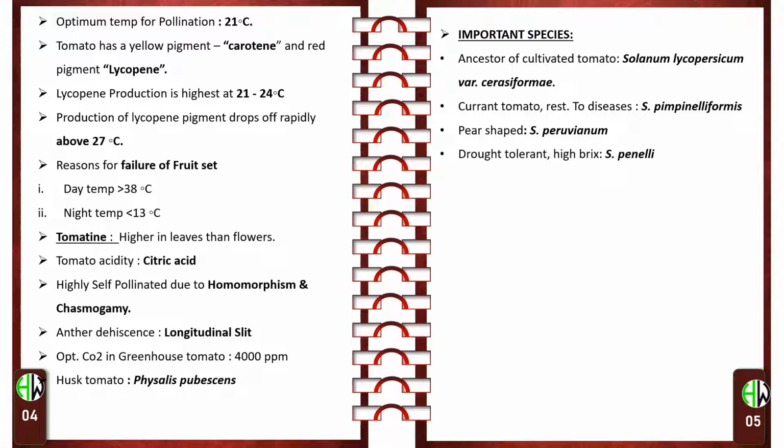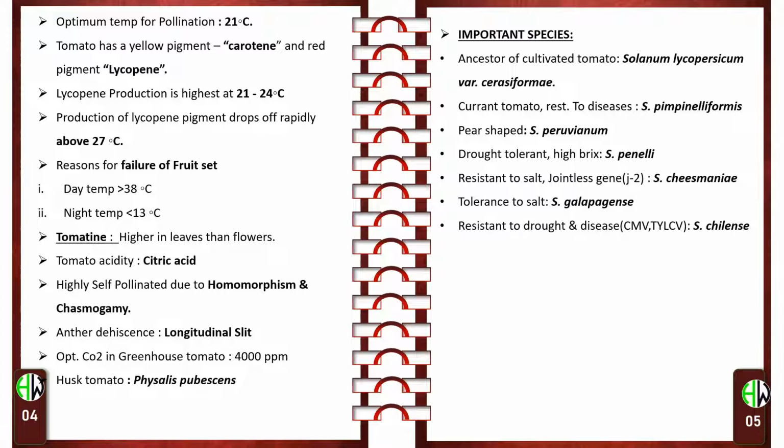Drought-tolerant, high brix, Solanum pennellii. Resistant to salt, jointless gene J2, Solanum cheesmanii. Tolerance to salt, Solanum galapagense. Resistant to drought and disease is Solanum chilense. GA3 induces parthenocarpy, facultative type is present.